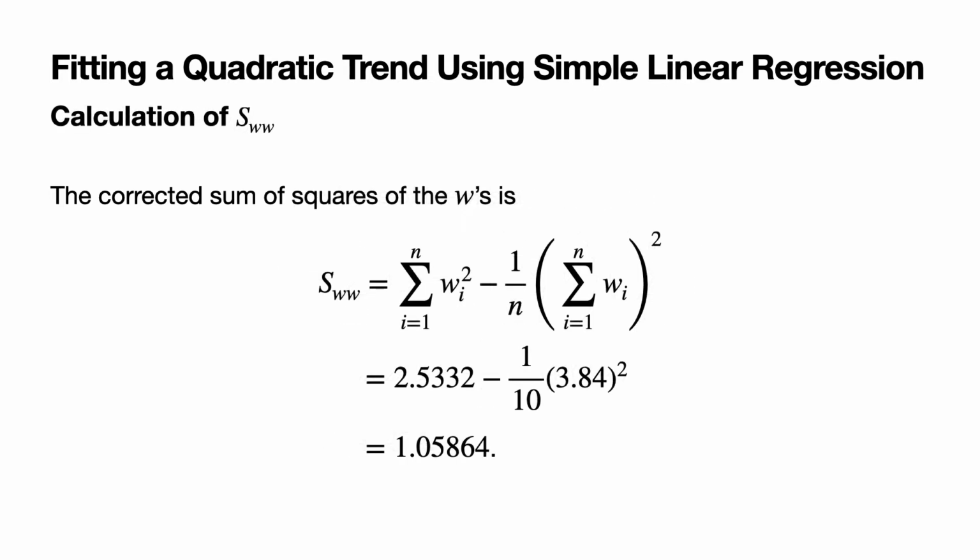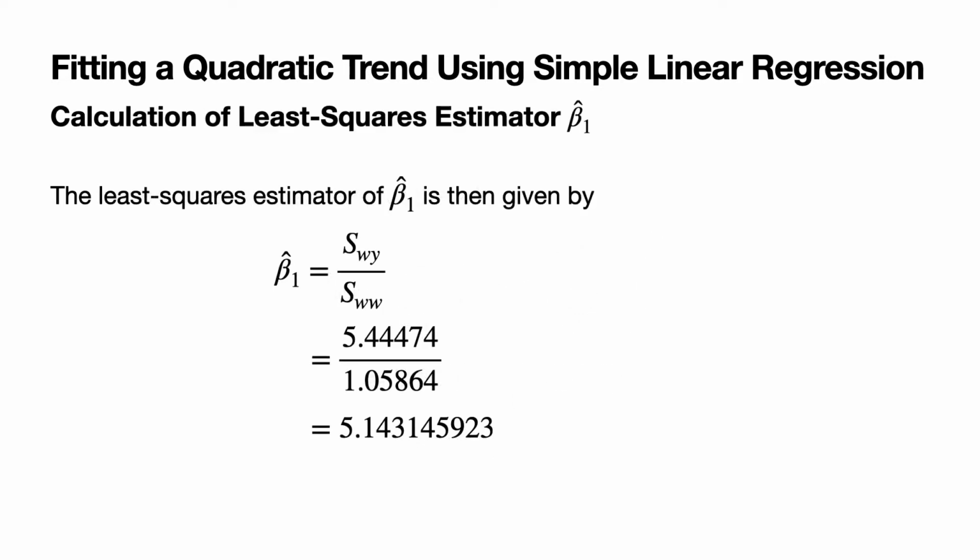Next, we calculate the corrected sum of squares of the w values, and plugging in the summary statistics needed for this, we see that this is equal to 1.05864. Okay, now that we have s sub wy and s sub ww, we can calculate beta 1 hat very easily because it's just the ratio of these two values. And so beta 1 hat is equal to s sub wy divided by s sub ww, and that turns out to be 5.143145923.